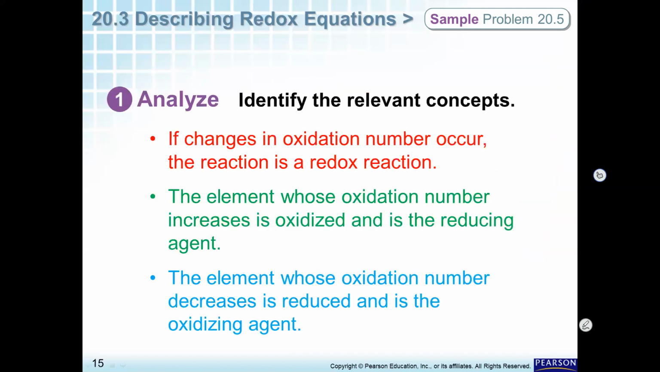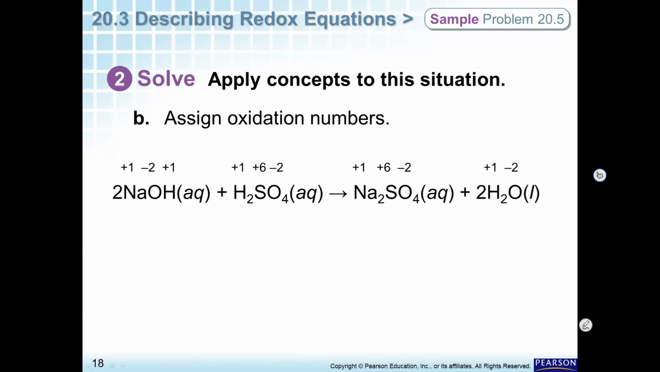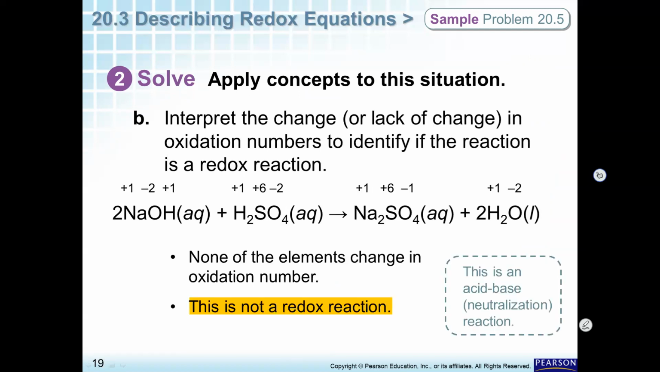Okay. This is all that we said about this form. Cl0 to Cl minus, Br minus to Br0. This is a redox reaction: the chlorine is reduced, the bromine is oxidized. Chlorine is the oxidizing agent and bromide is the reducing agent. This is the conclusion. And for this one there is no change, so it is not a redox reaction.